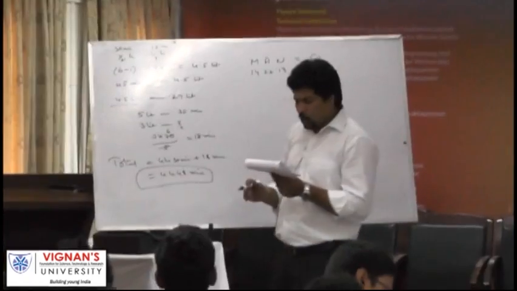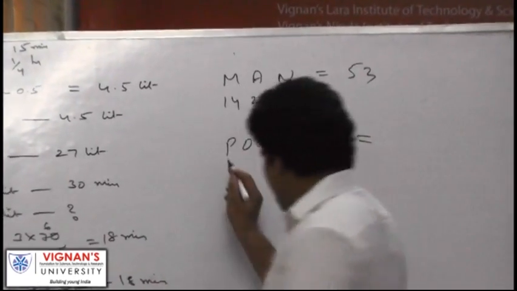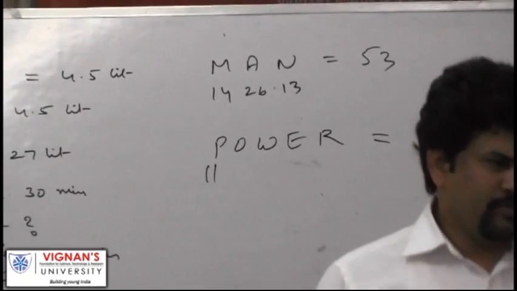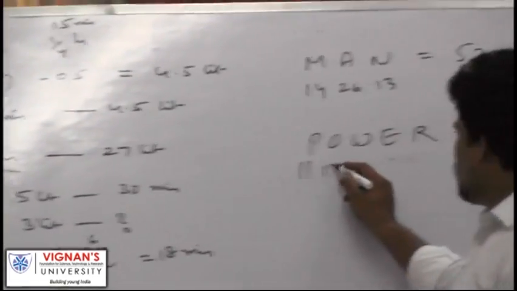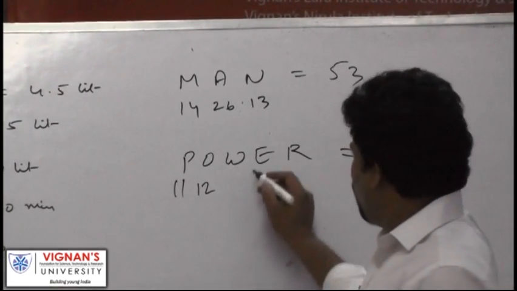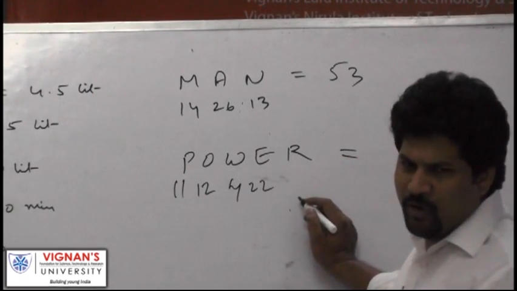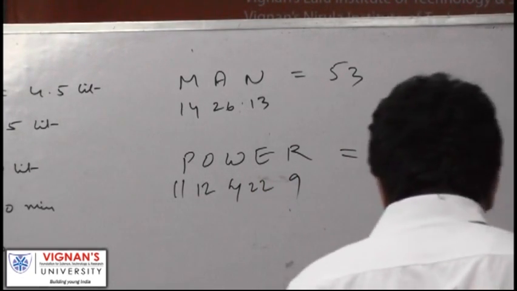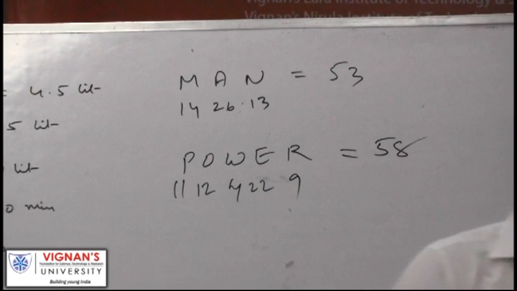Similarly, he is asking us to code POWER. P is 16 in forward code, 11 in reverse code. Forward code plus reverse code is 27. O is 15 in forward code, 12 in reverse code. W is 23 in forward code, 4 in reverse code. E is 5 in forward code, 22 in reverse code, R is 9 in reverse code. All of them, it is 58. Next one, complete the series.